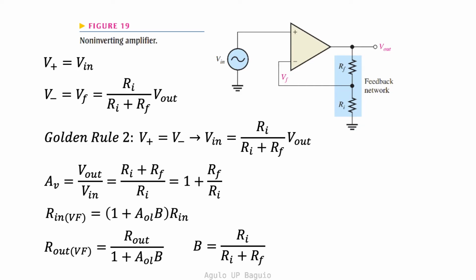The input and output impedances are given by the equations shown. The variable B is called the attenuation, and in this case it's just the inverse of the voltage gain. Thus, you can see that the input impedance with feedback becomes higher than the input impedance without feedback, becoming nearer to the ideal case, and that the output impedance with feedback becomes lower than the output impedance without feedback, also becoming nearer to the ideal case.